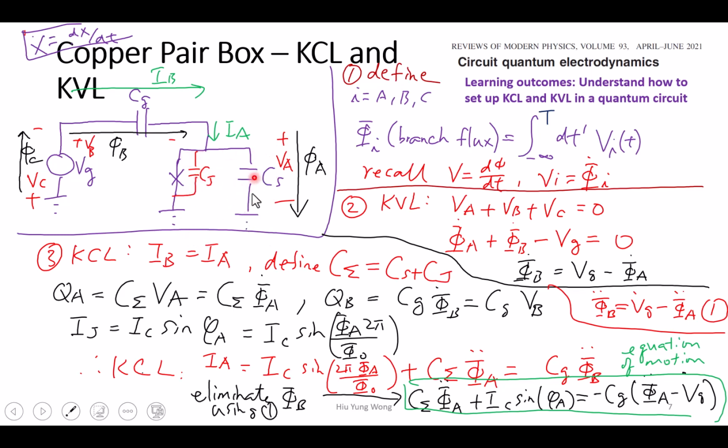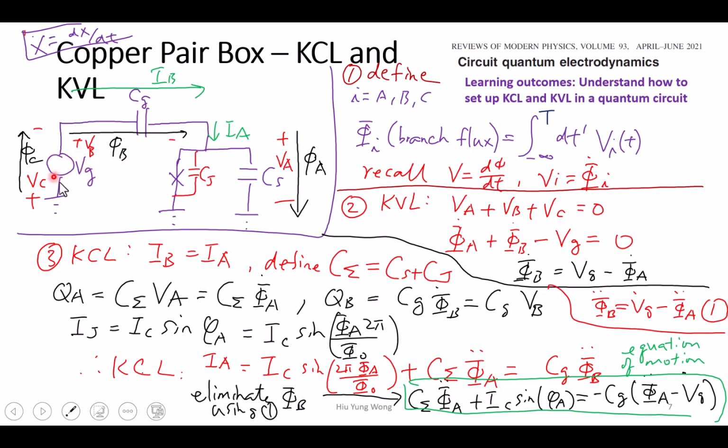Then we shunt it, meaning that we put CS in parallel across it. And for this one, then we connect to a capacitor. So this is an island, okay? So this island will store some extra Cooper pairs, maybe extra or a deficit, right? And that's what we call the Cooper pair box. It's coupled to a voltage source. So how do we quantize it?